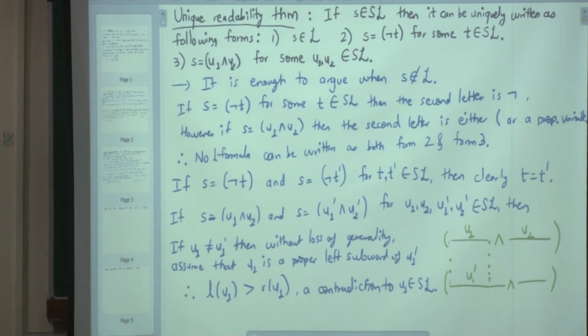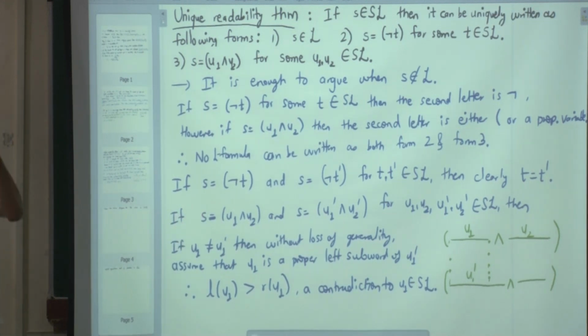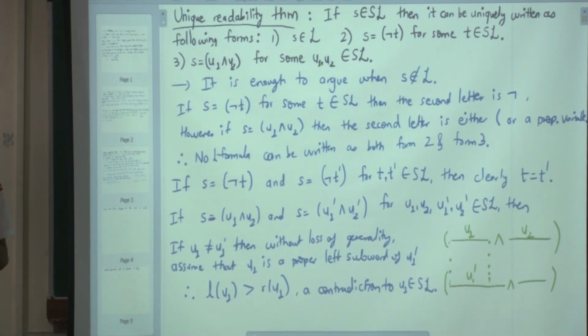Sir, why are we assuming here U1 to be a subword of U1 prime? Because it's the same string. Both of them are S. No, sir, can't it be like that if A join B, A meet B, and something like C meet D, where A and C are not the same? A and C are not the same. Are you thinking of A and C as letters or are they formulas?